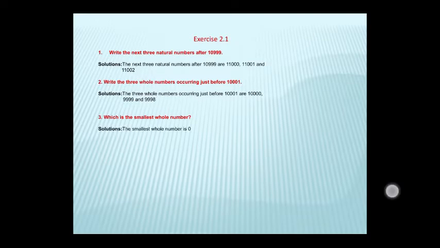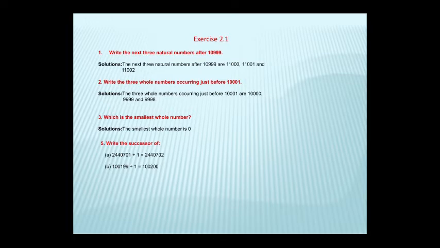Which is the smallest whole number? 0 is the smallest whole number. Which is the smallest natural number? Yes, 1 is the smallest natural number, because natural numbers start from 1. Write the successor of the following. I already explained: successor means you have to add 1 to that number. For example, here 24,40,701, the successor is you add 1 to that number. If you add, you will get 24,40,702. Like that only.